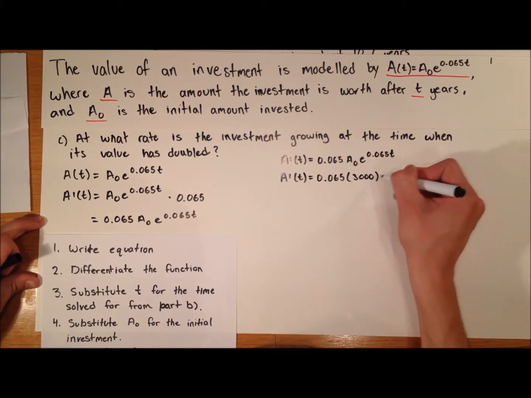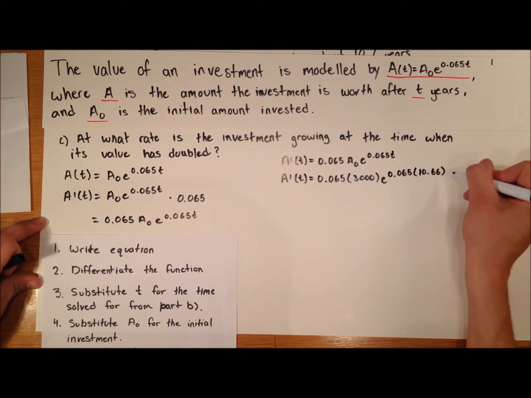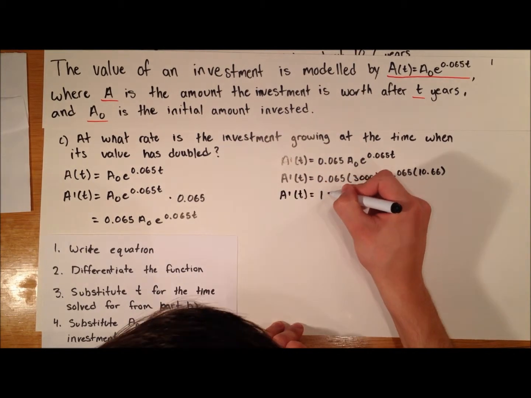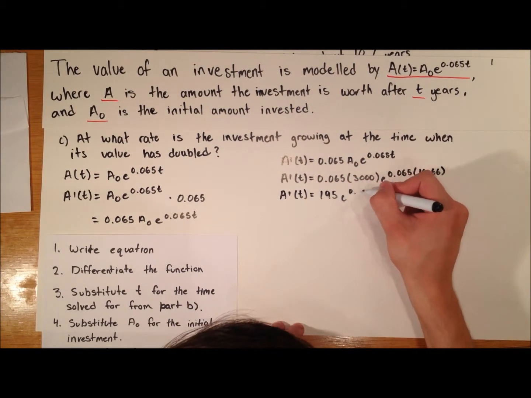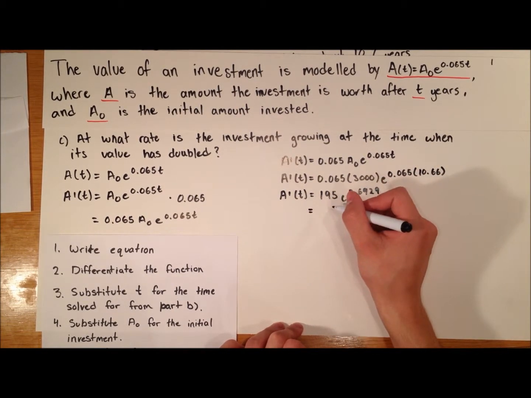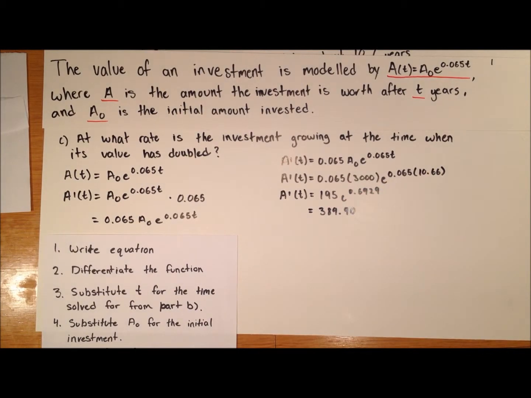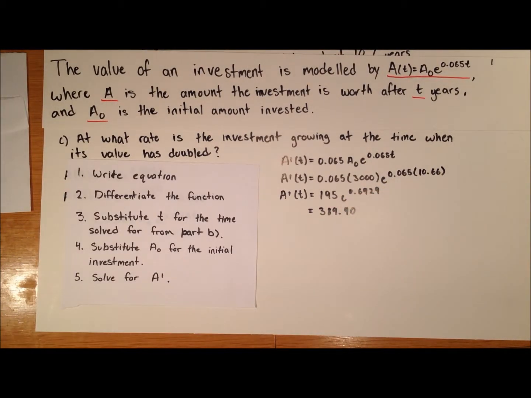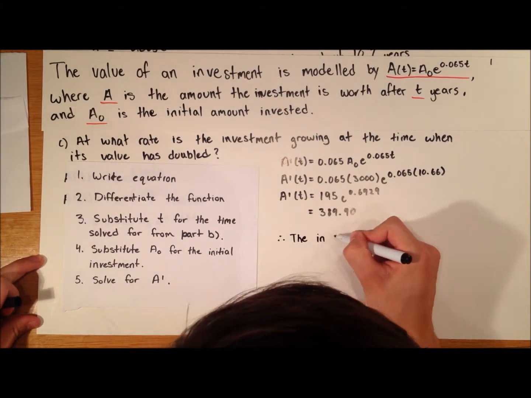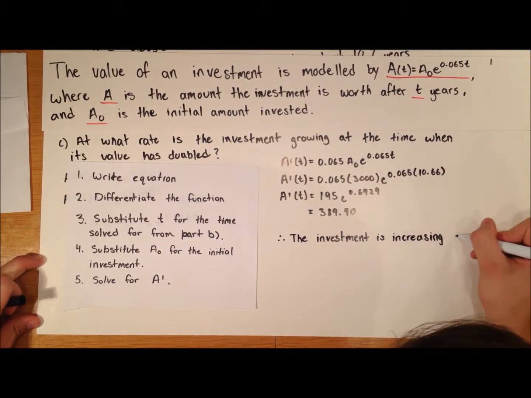Once we have the derivative, we can substitute 3000 for A naught, or our initial value, and t for 10.66, which was the value we calculated from Part B. After simplifying the coefficient to 195 and the exponent to 0.6929, we can solve for A prime. We use our calculator and get the answer 389.90. We finish off this question with our therefore statement.